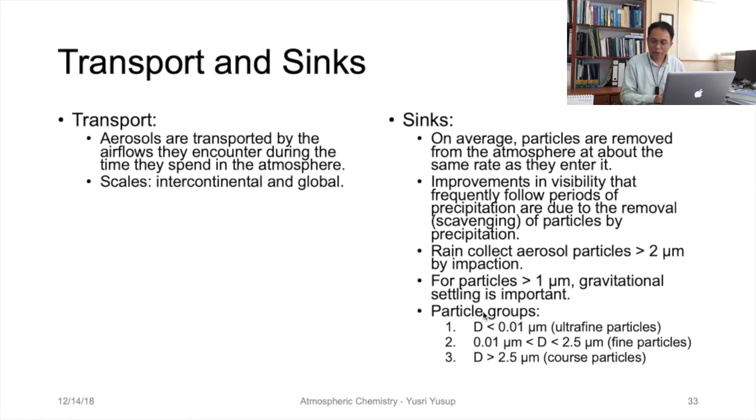There are 3 main particle groups that are categorized based on their particle diameter. One is for d less than 0.01 micrometer on average, which is categorized as ultrafine particles. And then there's the second group, which is between 0.01 micrometer up to 2.5 micrometers, and these are called fine particles. And there are also particles that are more than 2.5 micrometers, and these are what we call the coarse particles.